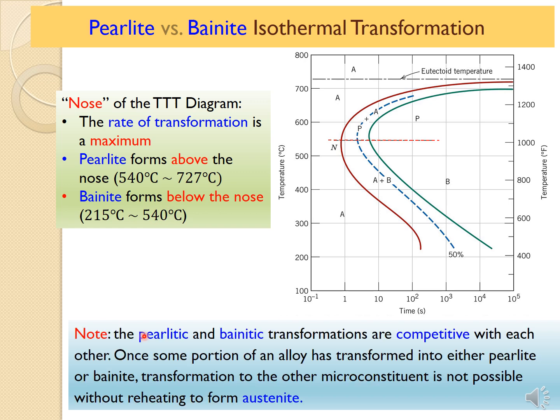But note that the pearlitic and bainitic transformations are competitive with each other, which means once some portion of an alloy has transformed into either pearlite or bainite, transformation to the other microconstituent is not possible without reheating to form austenite. In other words, whether pearlite or bainite, it can only be formed directly from austenite. So austenite to pearlite, or austenite to bainite. We cannot have bainite from pearlite or pearlite from bainite.